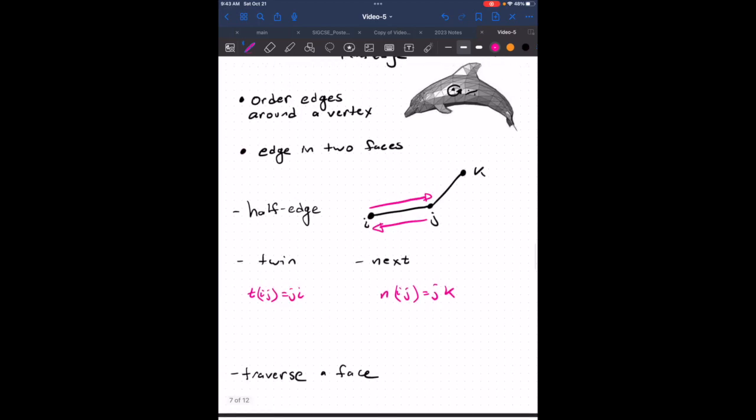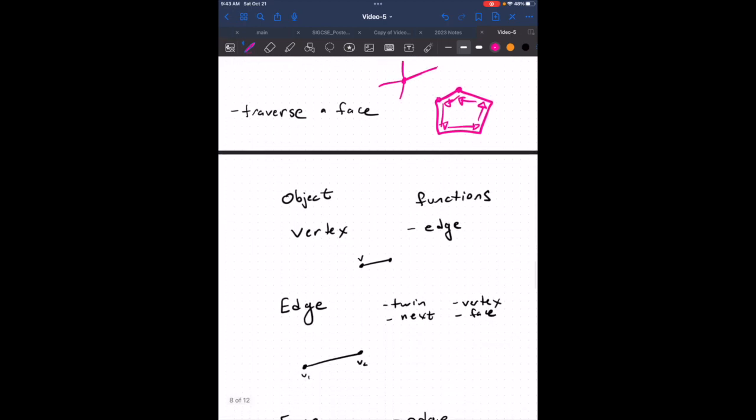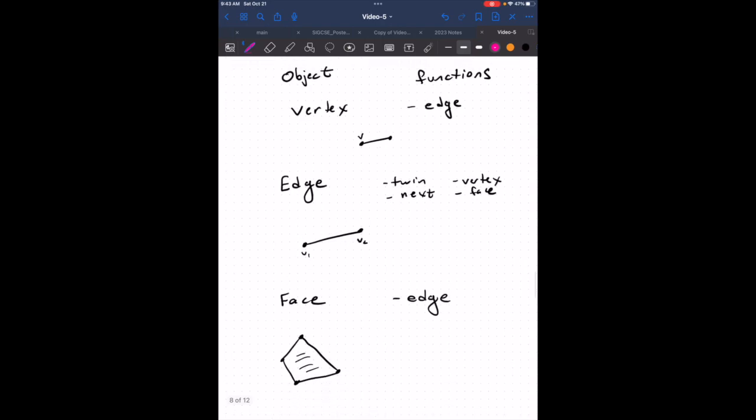So if we want to traverse the boundary of a face, we can start with an edge on that face and just keep hitting next, next, next until we get back to where we started, and that'll traverse the boundary of a face. Or if we want to traverse the edges incident to a vertex, we can go this one, then twin and next, and there's a way to do that. I'm not being very specific here. So what do we have total? Well, for each vertex, we're going to contain an edge that it maps to. So again, if we want to traverse the edges incident to a vertex, this will enable us to do that.